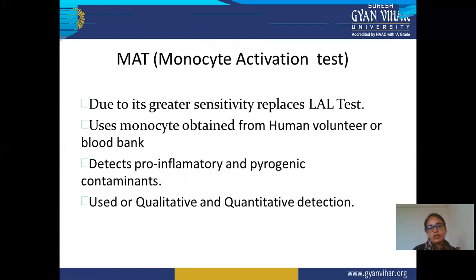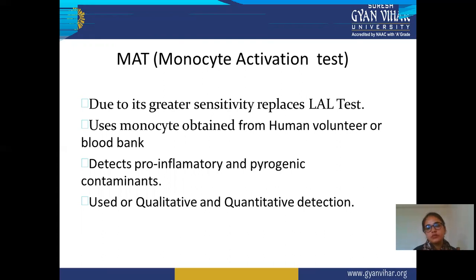Next, the third test is the MAT test, that is the monocyte activation test. Due to its great sensitivity it replaced the LAL test. Means there are also some problems in the rabbit test. First, we check that it is a rapid test, but it also has some drawbacks. There may be chances of contamination during storage, or it takes too much time and is costly, or animals also suffer. But in the LAL test, no animal suffers, a fast result is received, and it takes less time, and the cost is also less.